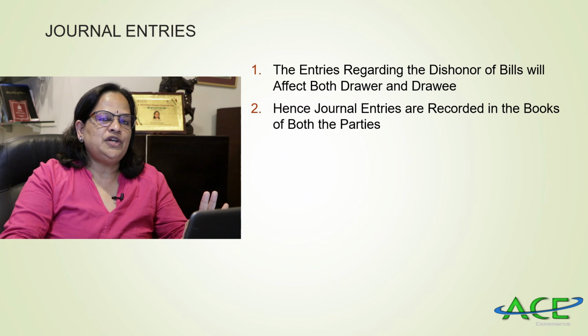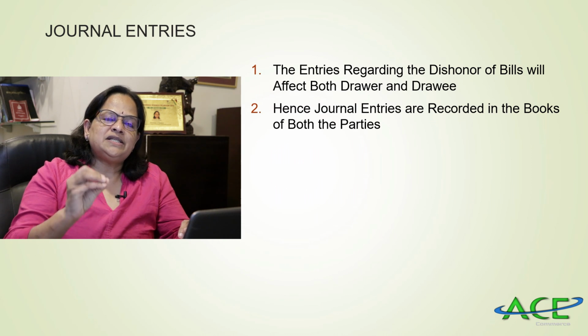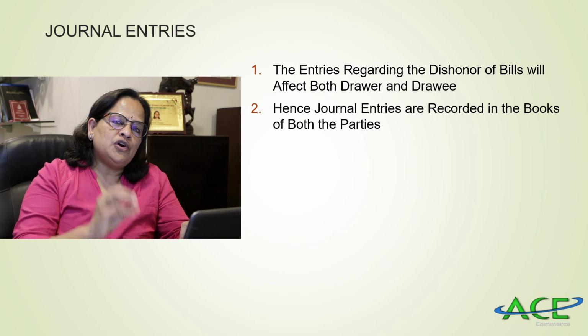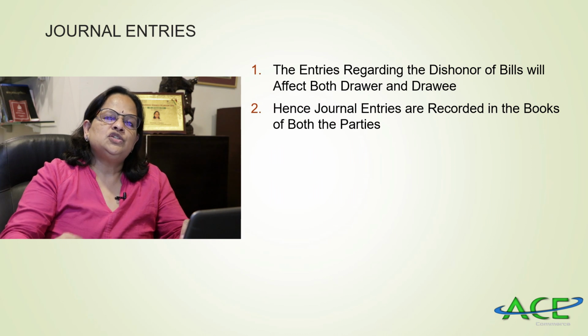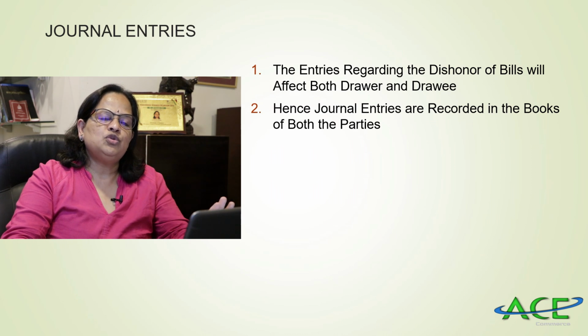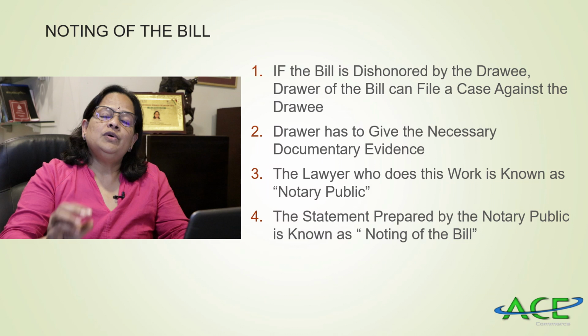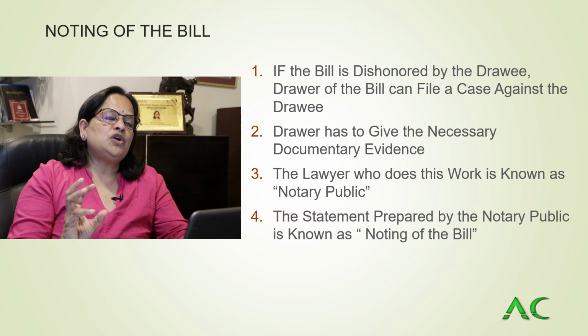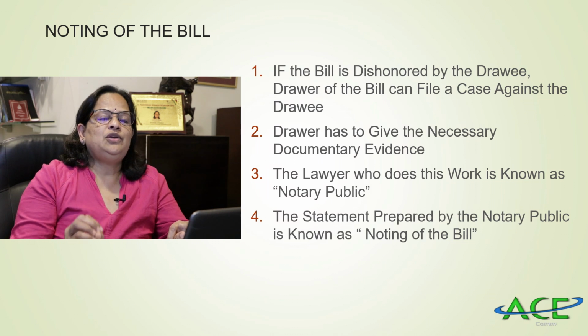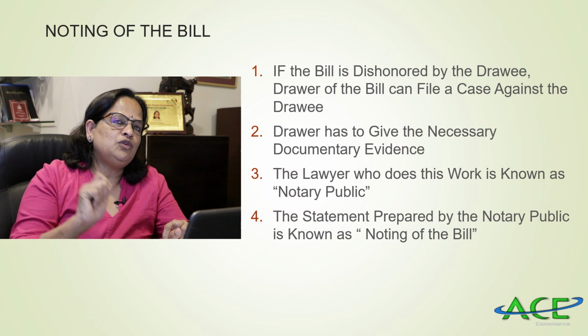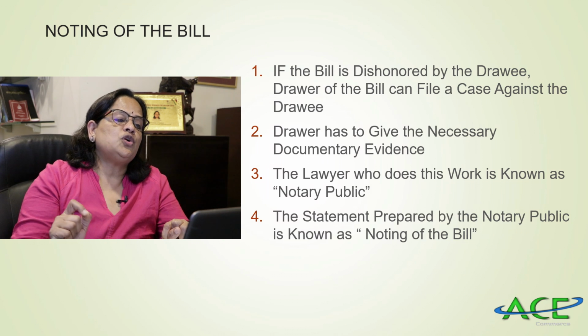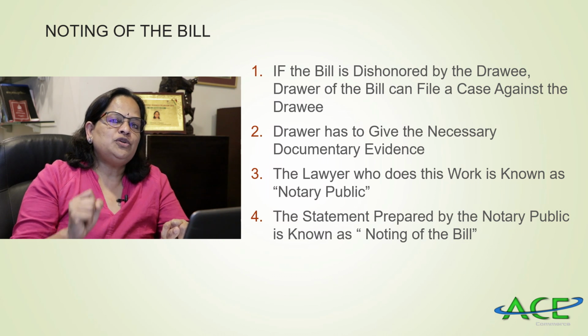Now, regarding journal entries, you have to remember that the journal entries for dishonor of the bill will affect the drawer and the drawee, both the parties. So we have to make journal entries in the books of both the parties. Now one thing you have to remember: when a bill is dishonored there is a procedure called noting. You might have seen notary public, people working as notary public when you go there. So I am going to explain that.